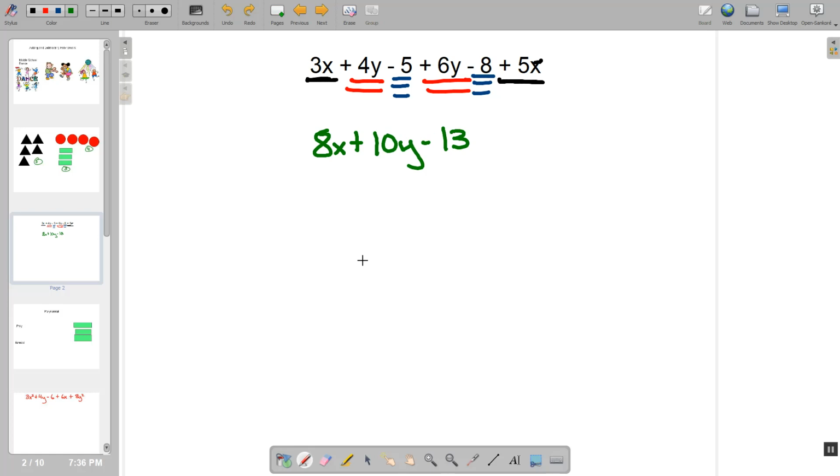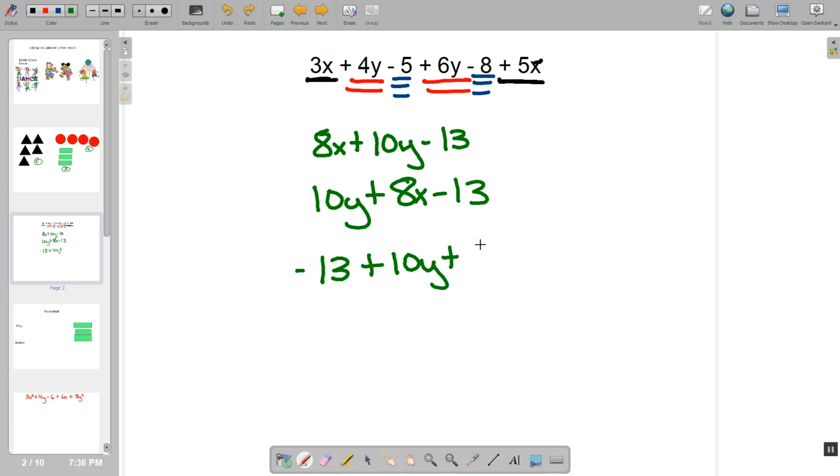Now, you might have put the y's first. In that case, we would have 10y plus 8x minus 13. And that would be correct as well. You also could do something like -13 plus 10y plus 8x, and that would be correct as well. All of these are the same as long as these signs are always the same. So the 13 is always negative, the 8 is always positive.